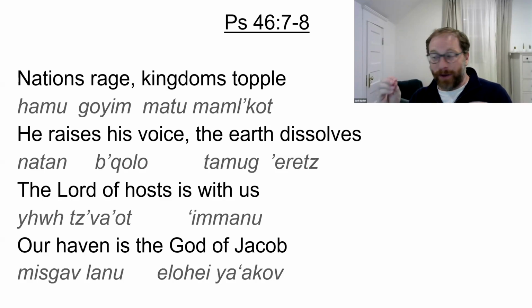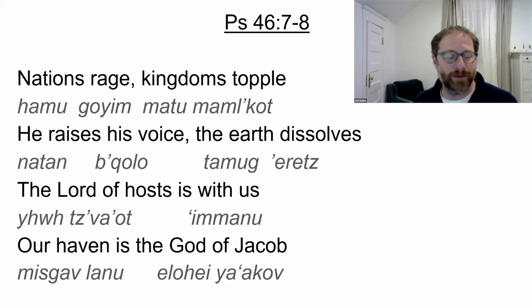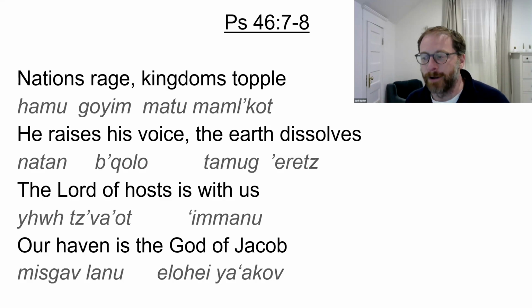So I've got the storm imagery of the thunder and the earth dissolving, but now I'm pretty sure that this isn't really about a storm anymore. This is about God protecting Jerusalem in the face of a military threat. And that's reinforced by the name that's given to God here, the Lord of hosts, Adonai Tsebaot, right? Hosts, if you weren't aware in this relatively common name for God, is military hosts, the word for armies, right? So this military deity is with us.